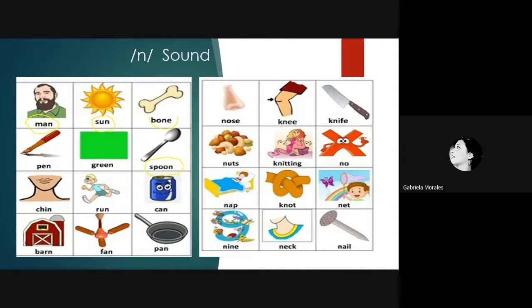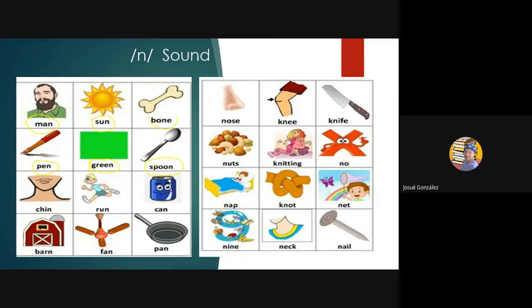Here, spoon. Spoon, spoon. And remember this sound: rain. Spoon, rain. Yes. This one: cream.